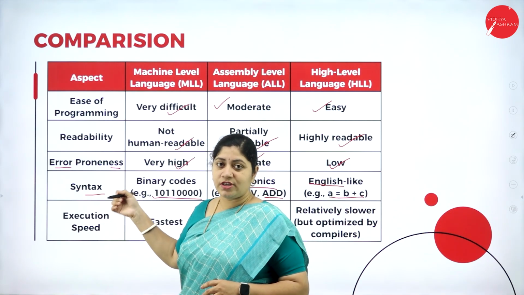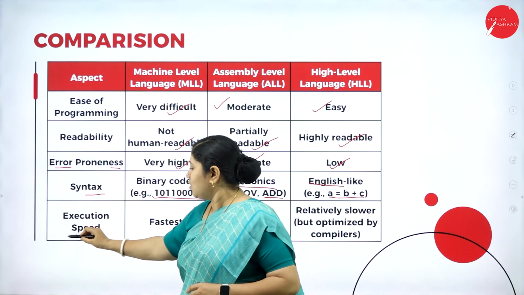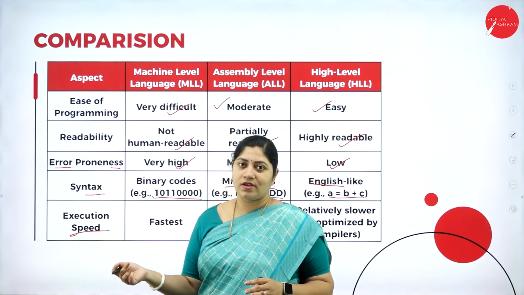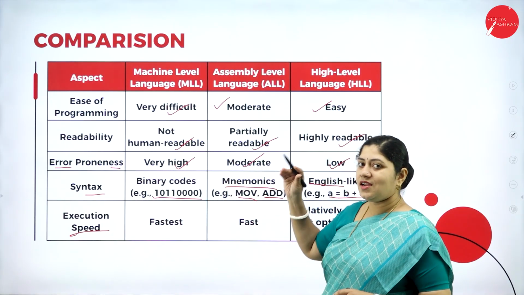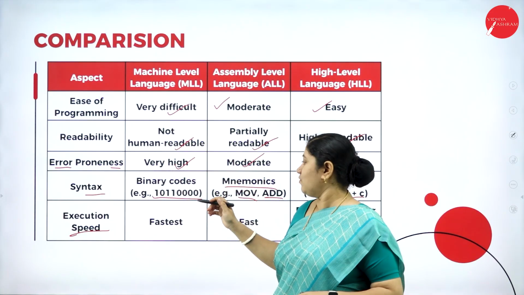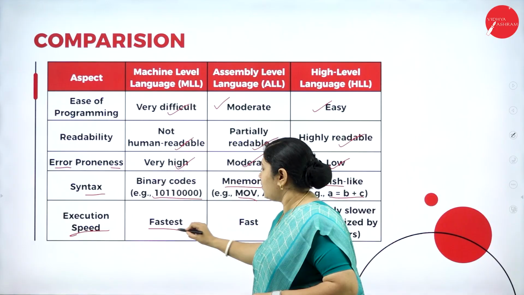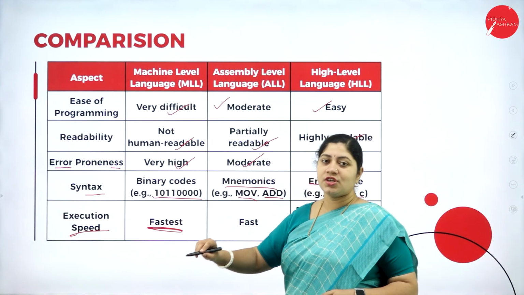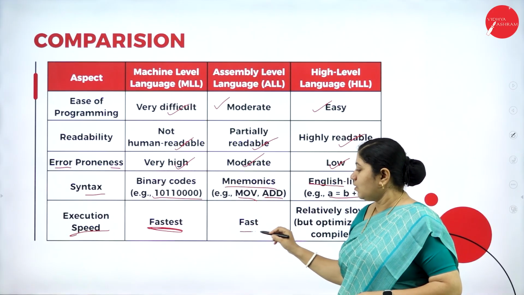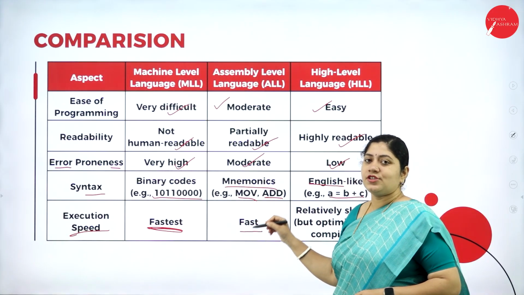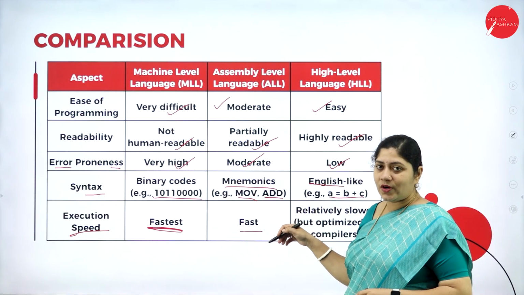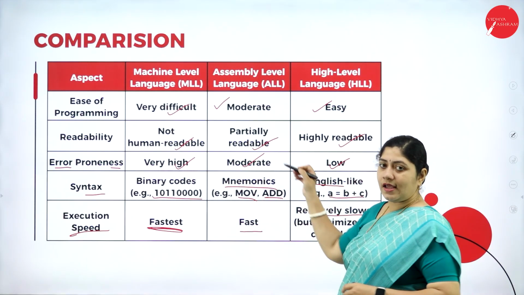So the next aspect is execution speed. Which language completes its action in a speedier way? That's none other than our low level language, that's a machine level language. So yes, this is one of the fastest languages, and the assembly level language is just fast. Okay, it is fast, but the high level language is relatively slower compared to the other two languages.